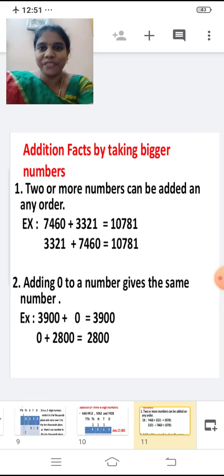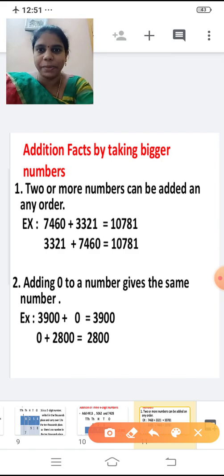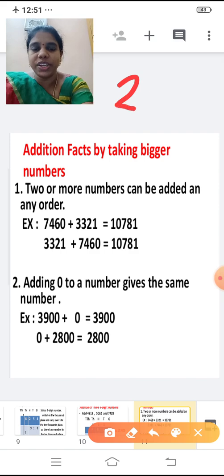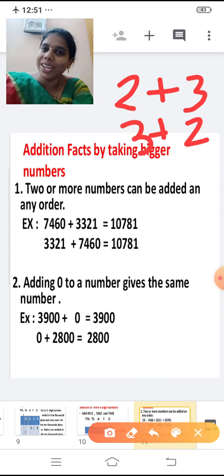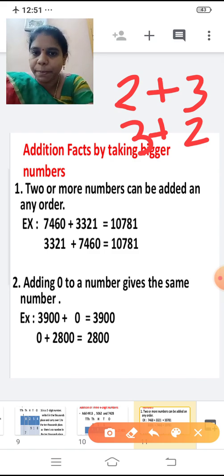Now, we know addition facts, right? By taking bigger numbers, we know addition facts. So, same way, if I add 2 plus 3 and 3 plus 2, the answer will be same, right? Same way, for bigger numbers also, if you add 2 or more numbers, they can be added in any order, right? We can add any 2 numbers in any order. So, same way, there is one example for you.